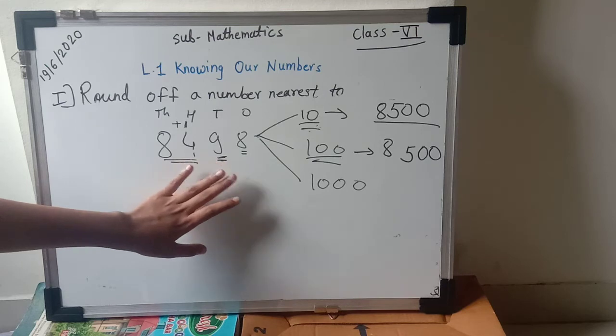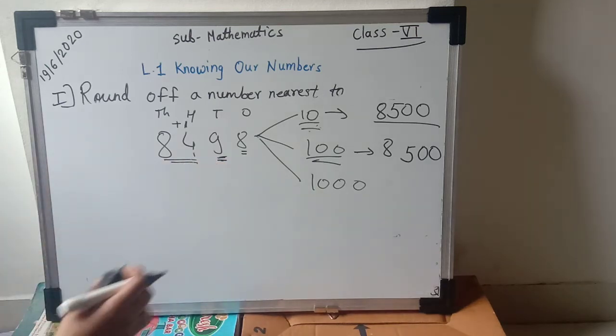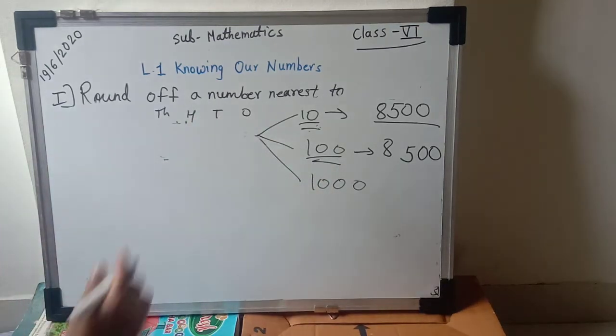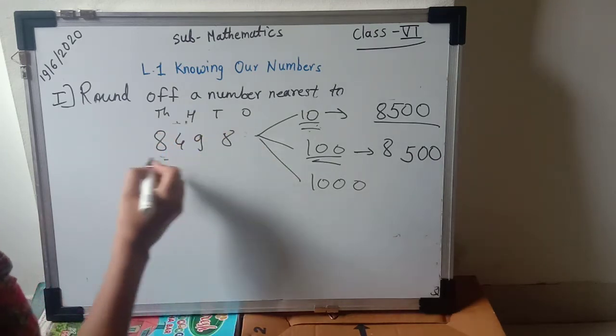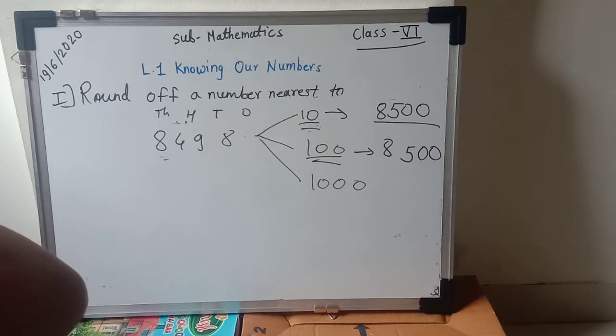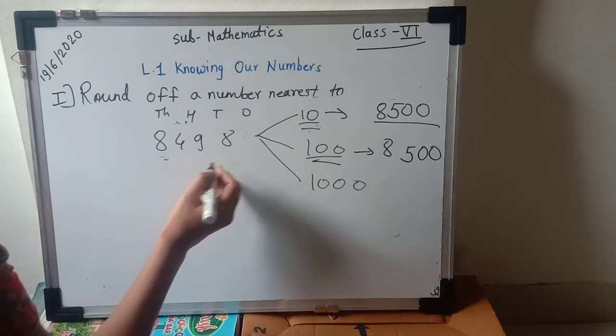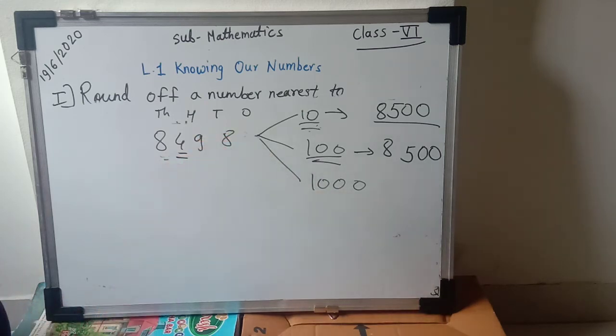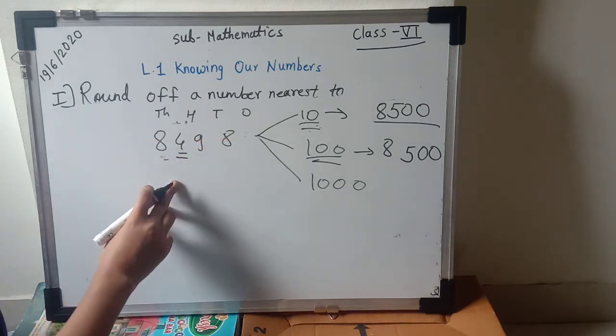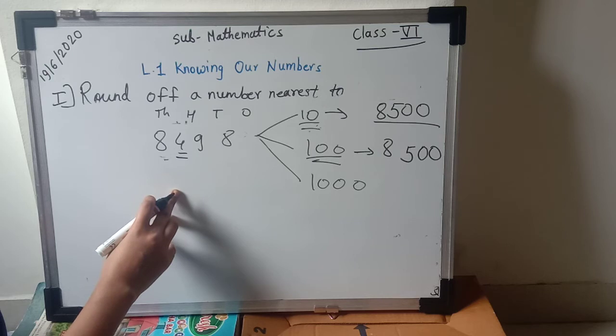Now let's round up this number nearest to 1000. Okay, 8499. Now we are rounding up the number nearest to 1000. So here what we have to do is we have to see the 100 digit. Now on the 100 place 4 is there, 4 is less than 5.